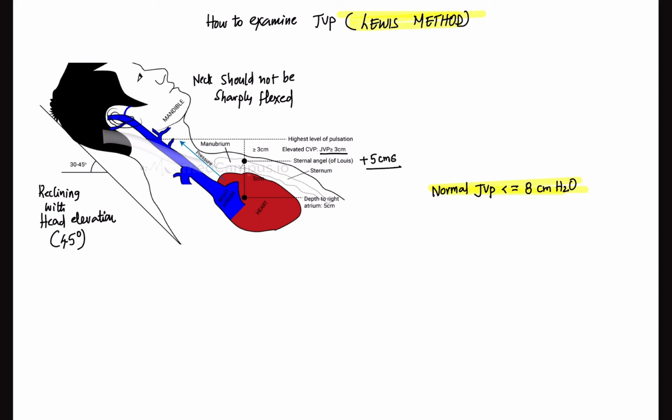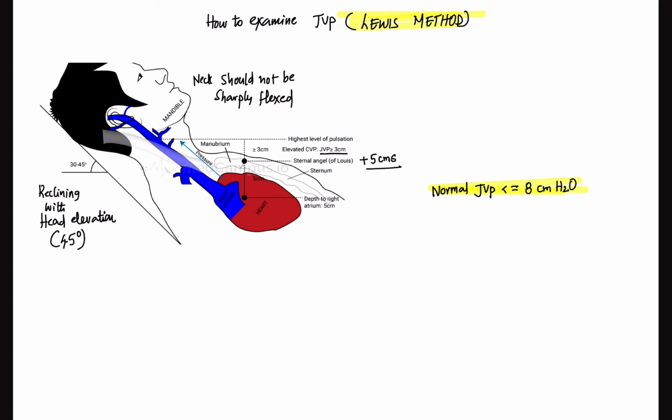This method is known as the Lewis method, wherein the patient is reclining with the head at 45 degrees. We are using a tangential light. We are making sure that the neck is not sharply flexed. From the sternal angle, we measure the neck vein elevation, that is the highest level of pulsation. Usually this is only 3 centimeters. For this we add 5 centimeters because the right atrium lies 5 centimeters below the sternal angle. 3 plus 5 is 8, so normal JVP is less than 8 centimeter H2O. We use a centimeter ruler to measure this.